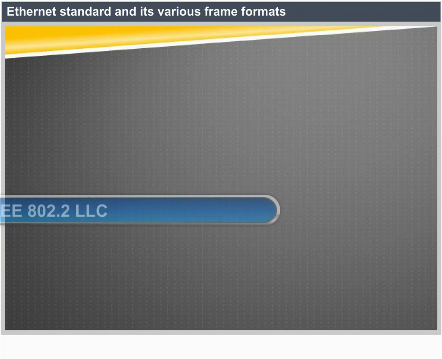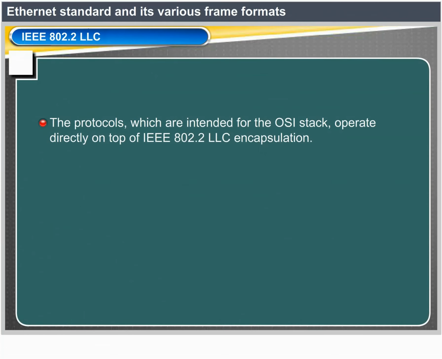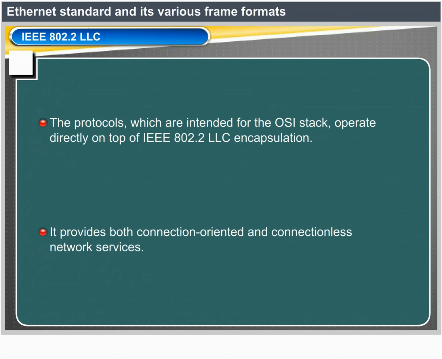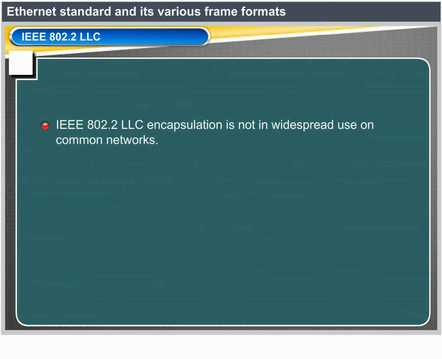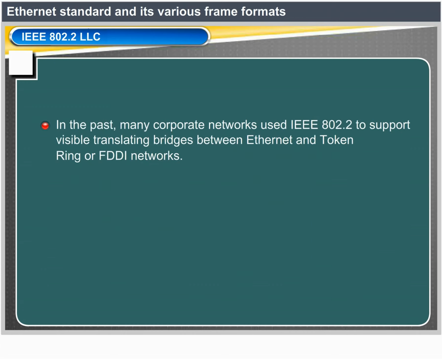IEEE 802.2 LLC. The protocols which are designed for the OSI stack operate directly on top of IEEE 802.2 LLC encapsulation. It provides both connection-oriented and connectionless network services. IEEE 802.2 LLC encapsulation is not in widespread use on common networks, with the exception of large corporate NetWare installations that have not yet migrated to NetWare over IP. In the past, many corporate networks used IEEE 802.2 to support transparent translating bridges between Ethernet and Token Ring or FDDI networks.